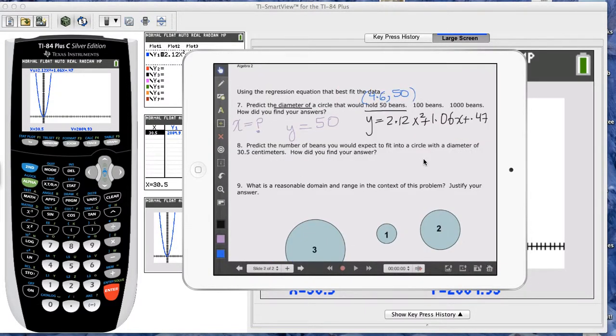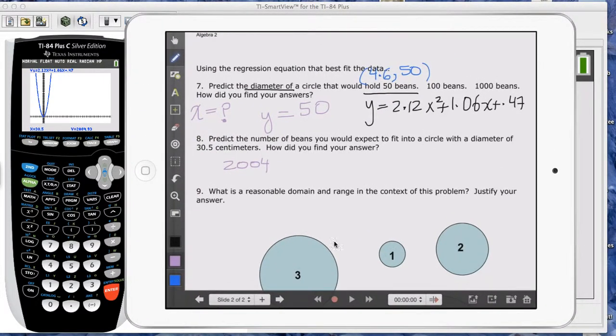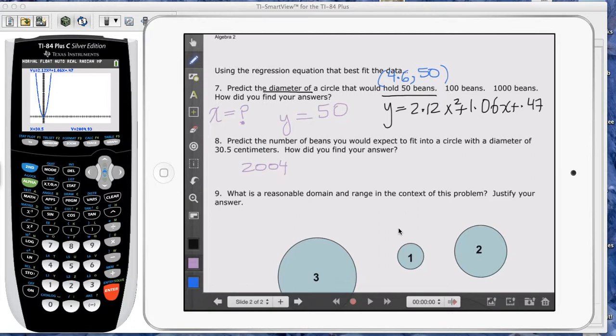Now we've done number 9 and we found that we need 2004 beans. Now let's move on to number 9. What is a reasonable domain and range for this? Now remember, domains stand for x, and in this case, the x is diameter. So can the diameter be negative? No. Can it be 0? Yeah. The circle could be just a point. There could be no circle.